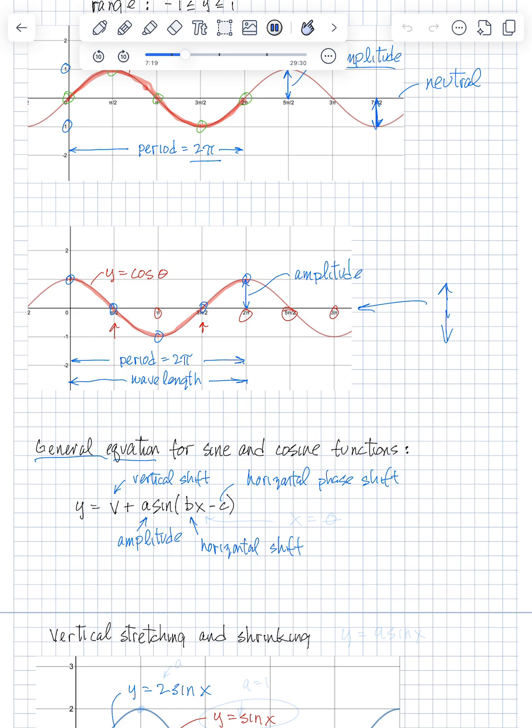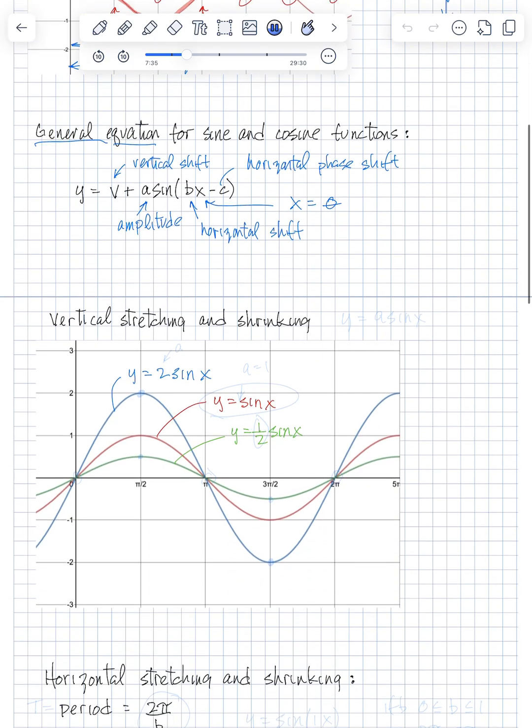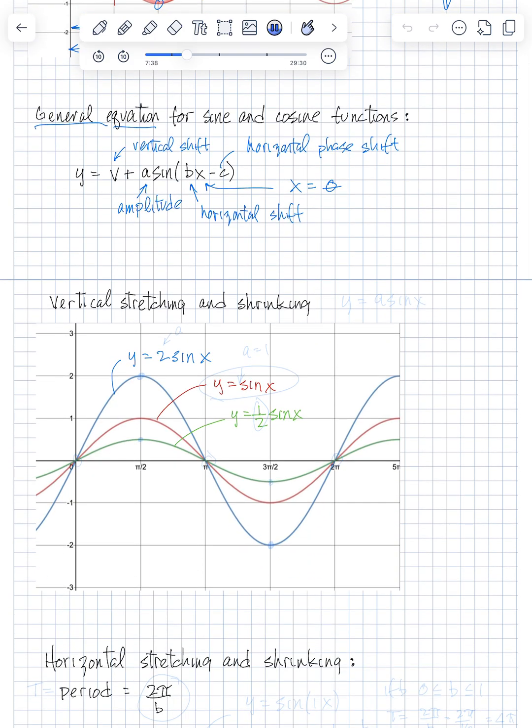Horizontal phase shift. And also I have a BX. X takes the place of theta. And so that's the angle. Okay, so let's look at how this works with vertical stretching and shrinking using the formula.